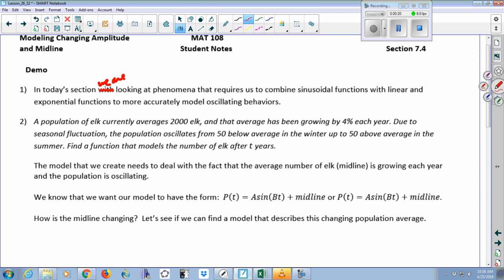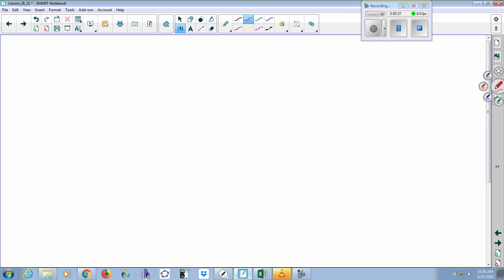Okay, so let's look at the title of this section first. Modeling changing amplitude and midline. Just as a little side, if you go back to section 6.5 in your book, and I don't remember if that was lesson 27 or 28, that was the first time we dealt with a spring.